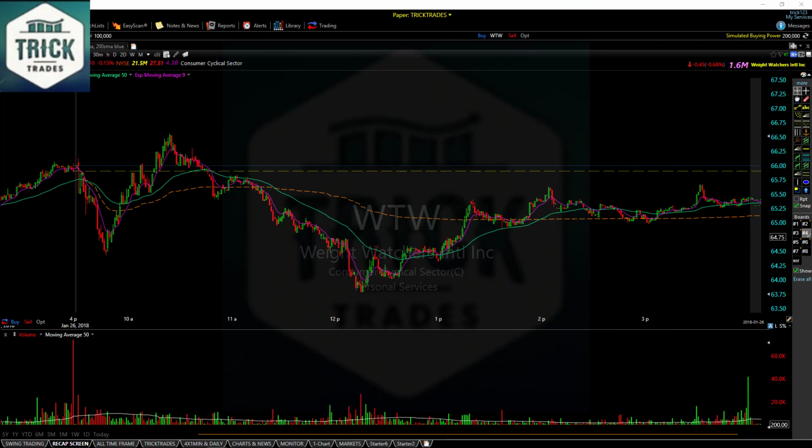So on Weight Watchers, this is a really good example of how to plot and use trend lines like a pro. Now, the more and more you get into trading, a lot of you are either long traders or short traders.